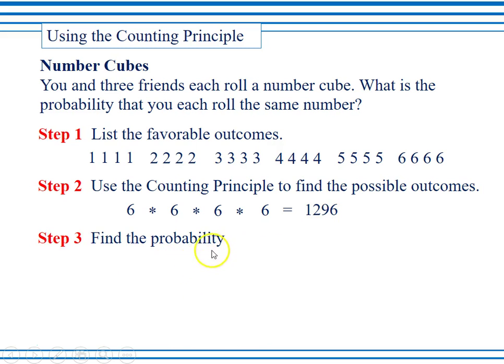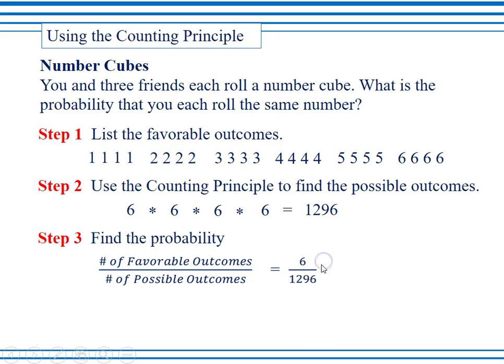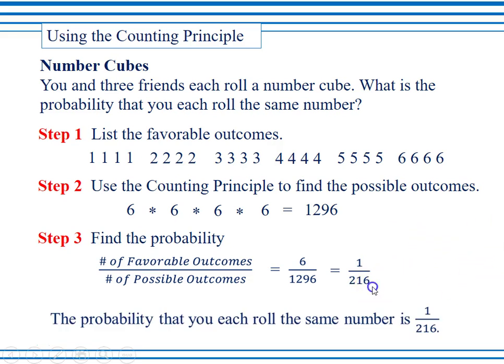That would be the number of favorable outcomes over the possible outcomes. We know there are 6 favorable outcomes. If those happen, then it's a win. And we know that there are 1,296 possible outcomes. Now, I would need to reduce this, so we would have 1 out of 216 possible. So the probability that you each roll the same number is 1 chance out of 216.